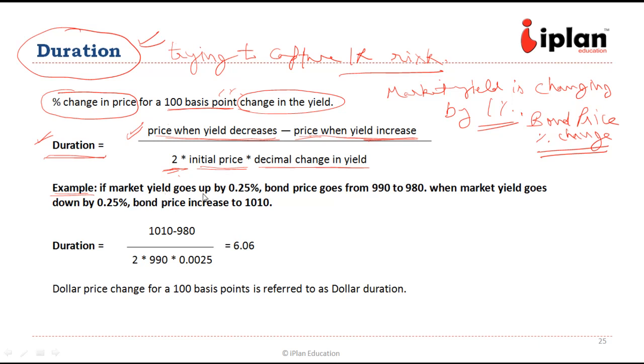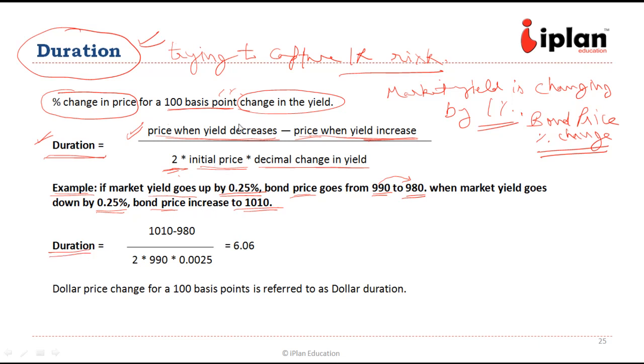If the market yield goes up by 0.25% or 25 basis points, the market price of the bond goes from 990 to 980. Since the yield is going up, the price is falling. When the market yield goes down by 0.25%, the bond price increases to 1010. So we need to calculate the duration. So let us see.